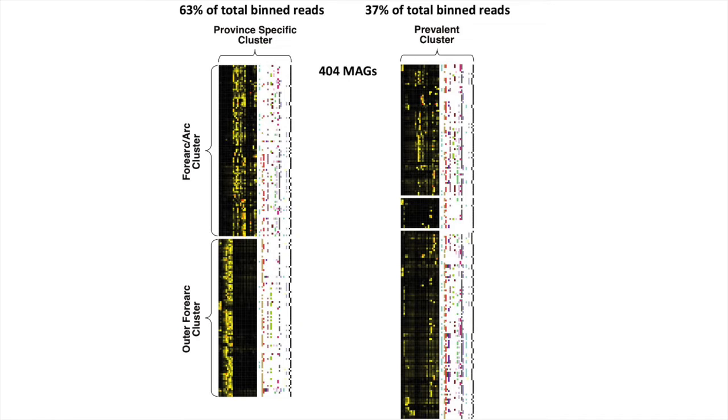Now, 63% of the total bin reads were found in what we're calling the province-specific clusters. This includes the forearc and arc cluster and the outer forearc cluster, while another 37% of the total bin reads were found in what we're calling the prevalent cluster. They're called prevalent because these MAGs didn't have any distinguishable distribution patterns across the subduction zone. After looking at taxonomic identification, metabolic predictions, and where representatives of these MAGs are found, we found that this prevalent cluster represents a surface to shallow subsurface community. For the purposes of this talk, we're only going to focus on the province-specific clusters.